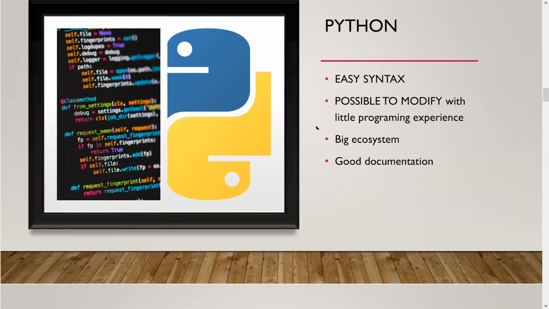So, our choice of language: Python. The bias here is because I come from a Python background. I teach Python at the university, so it was easier to start using it. Its syntax, just like R, is easy. It's also possible to modify with little programming experience. I teach people from zero to, well, not hero, but something in about 30 to 60 days they can start using it. What I like compared to R is the ecosystem.